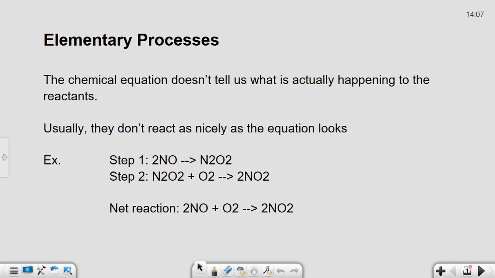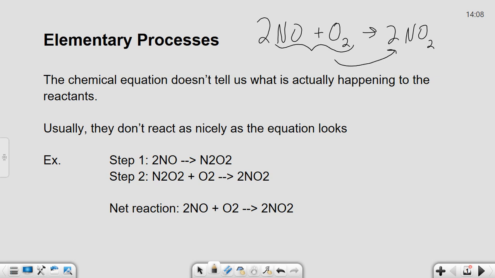So, basically what we're looking at here is that when you look at a chemical equation, let's say for example, nitrogen monoxide plus oxygen gas gives us nitrogen dioxide. Cool. Straightforward, balanced equation, no problem, right? The problem is that equation doesn't tell us what's actually happening to the reactants. How do these things turn into that?